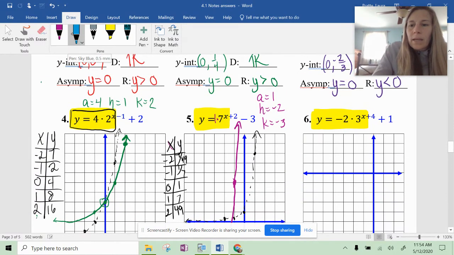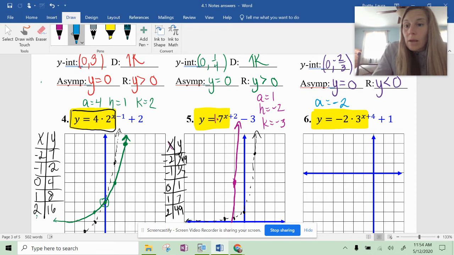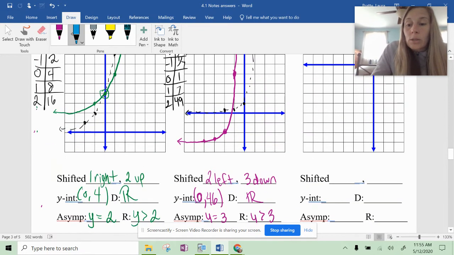So we do have a negative A value this time, so it's not exponential growth or decay. It's a graph underneath. Our H value is going to be -4. It's always the opposite of the sign you see, and K is going to be +1. So we know this graph is going to shift 4 to the left and 1 up.